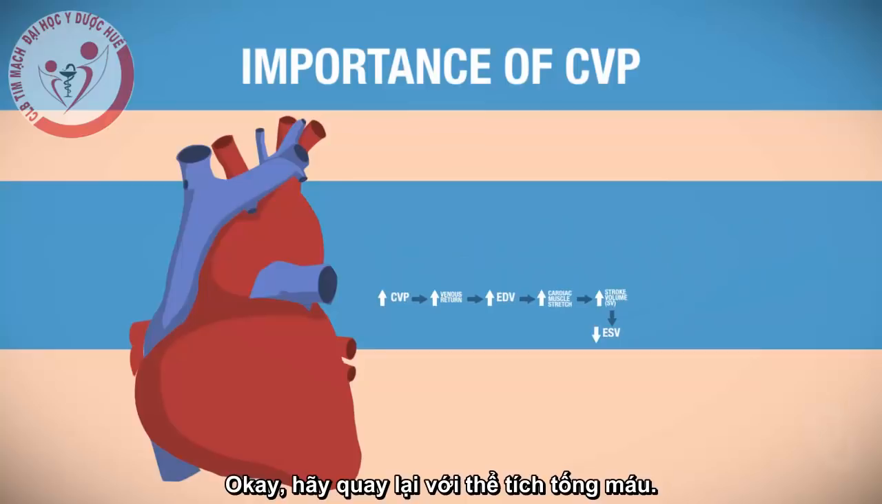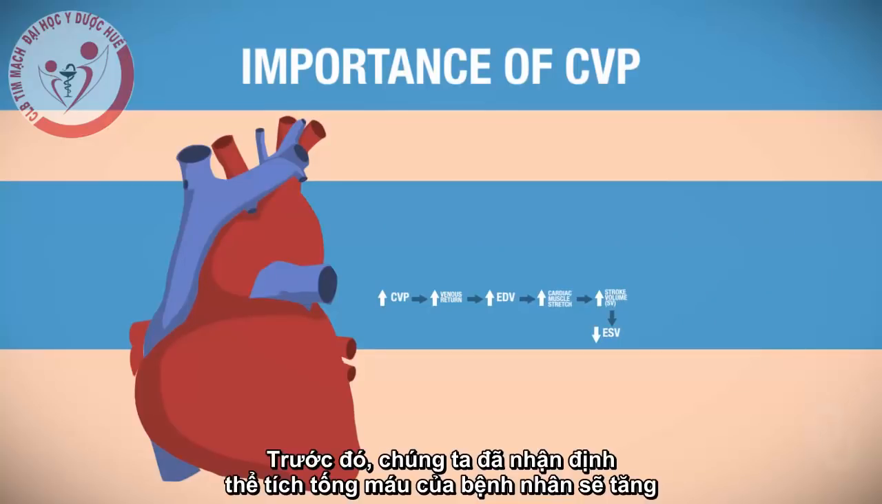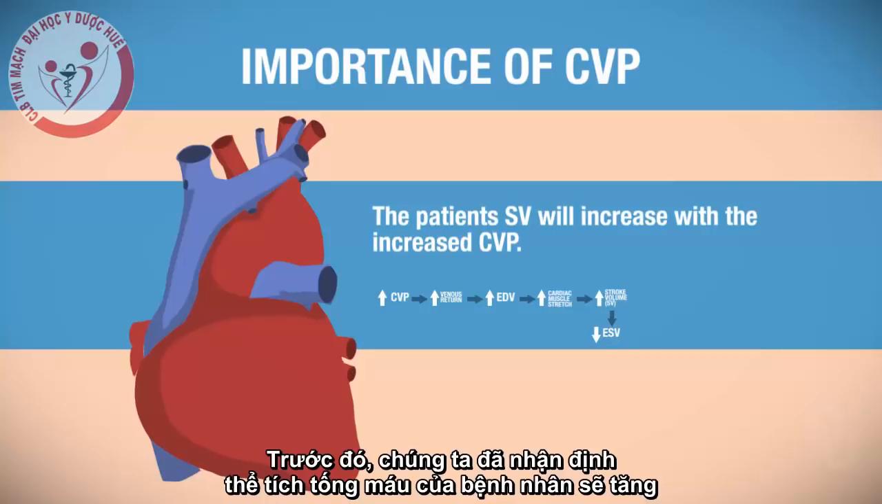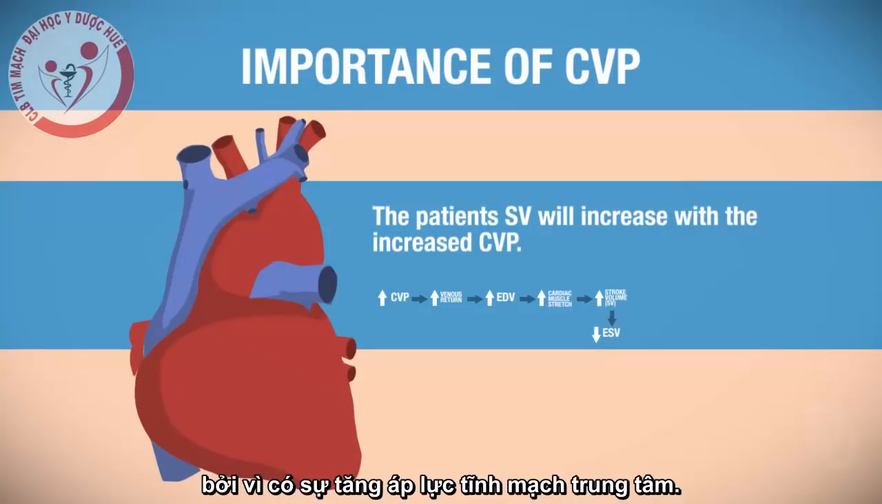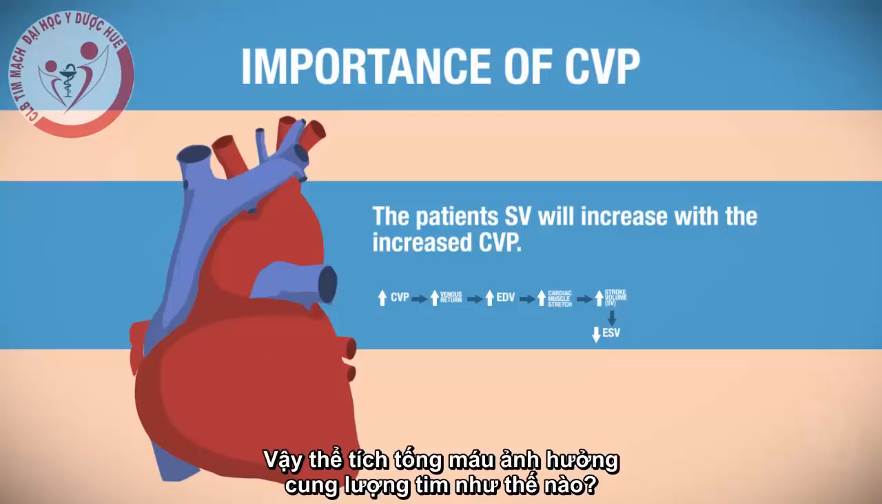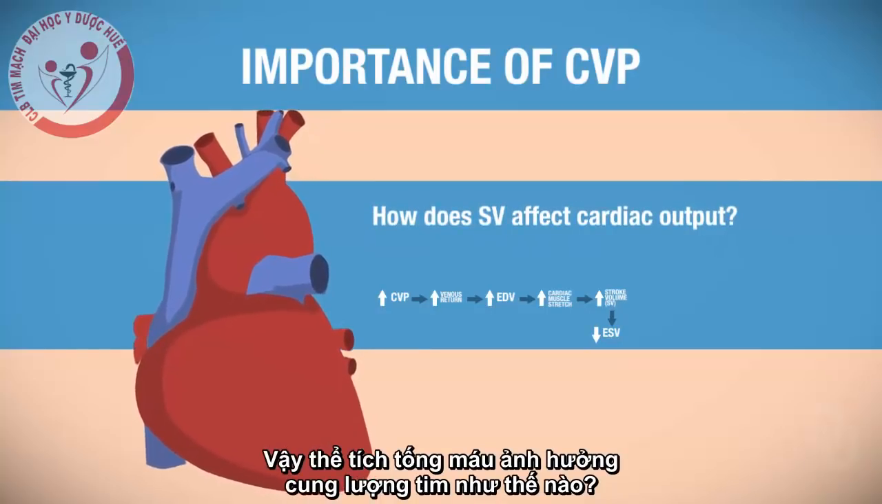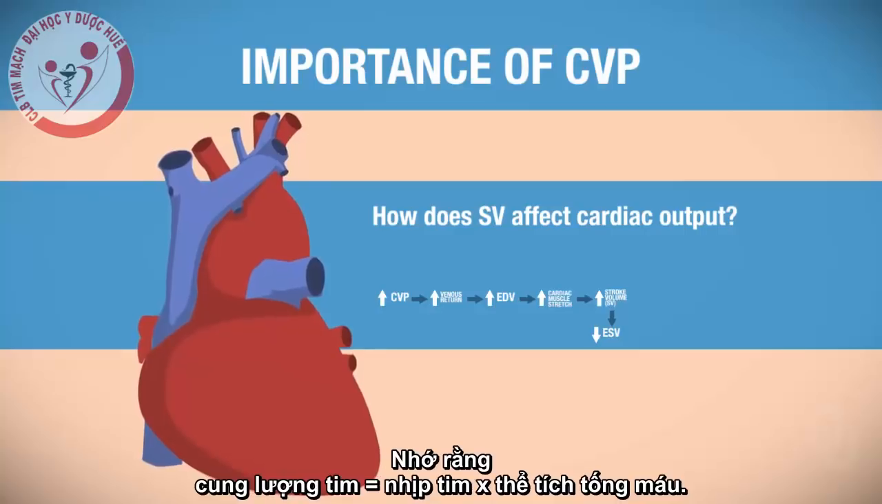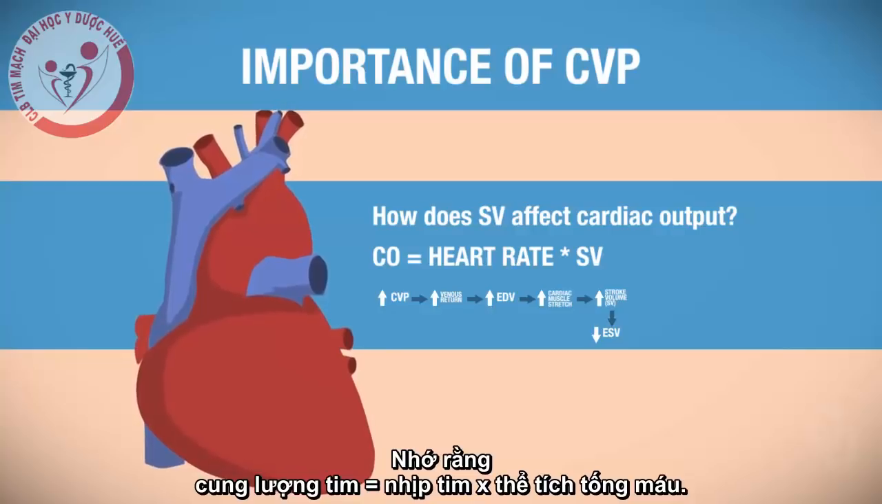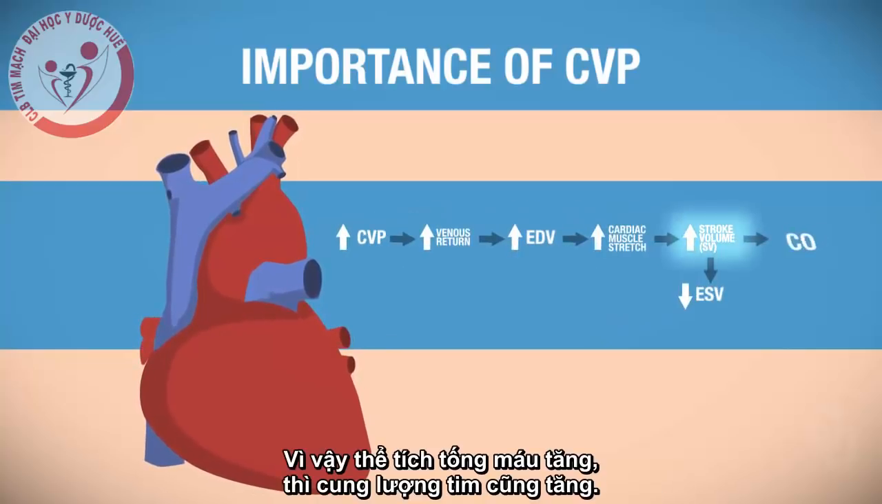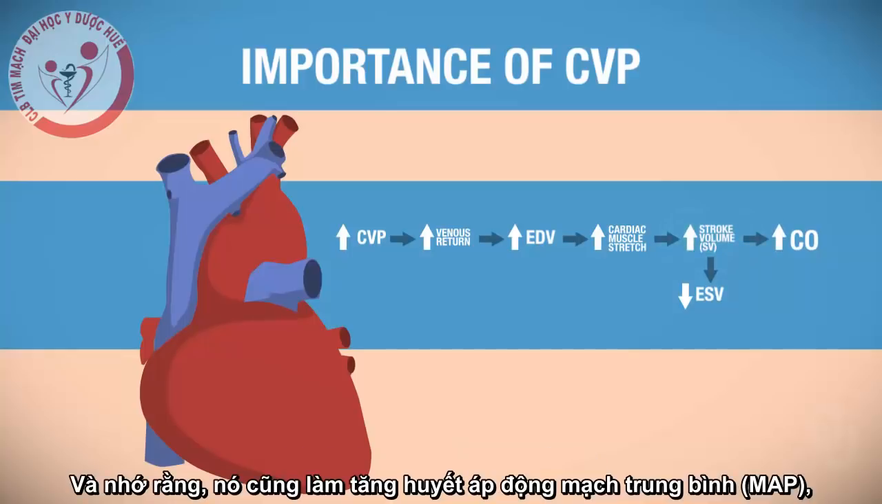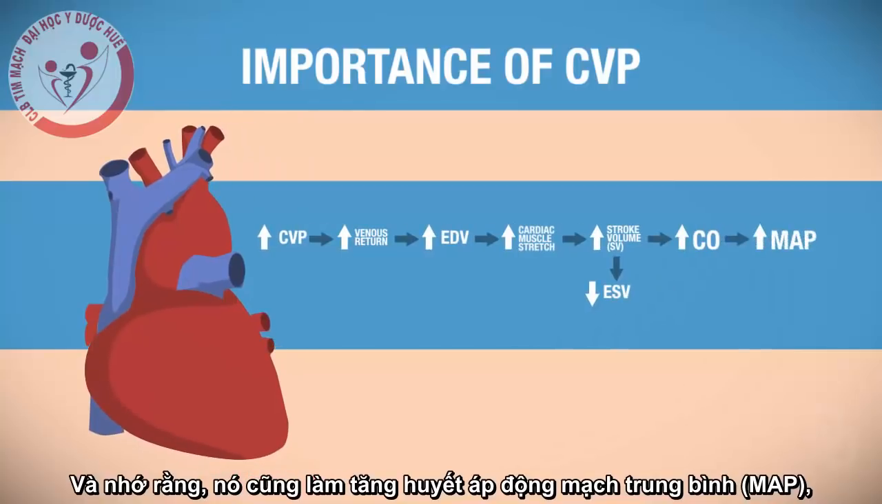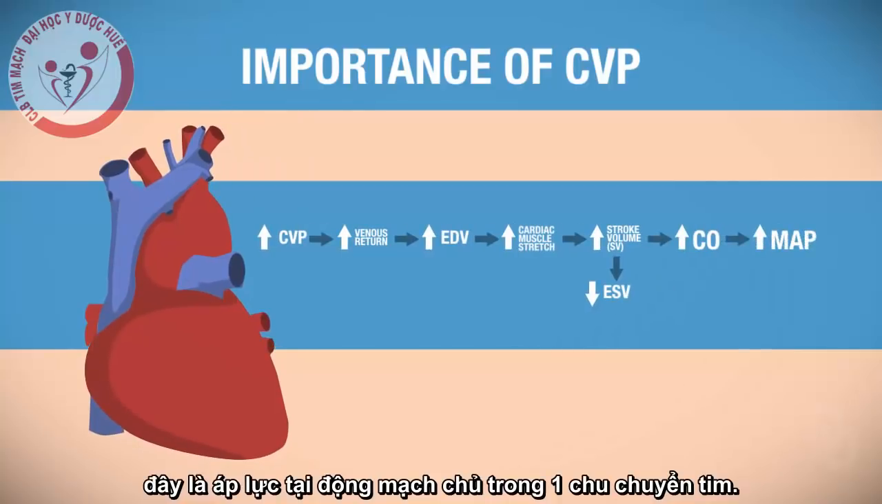Okay, let's return to the stroke volume. Earlier, we said that the patient's stroke volume would increase due to the increased central venous pressure. How does stroke volume affect cardiac output? Remember that cardiac output is equal to heart rate times the stroke volume. So if stroke volume increases, so does your cardiac output. And remember that this will also increase the mean arterial pressure, which is the pressure in the aorta during one cardiac cycle.